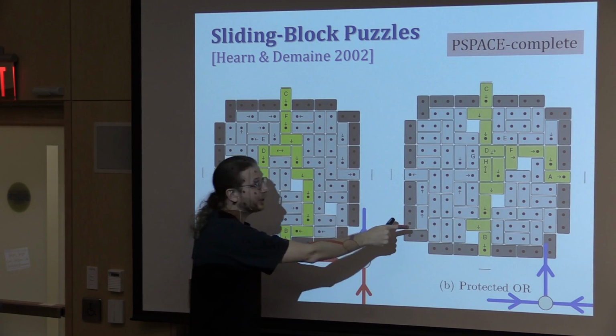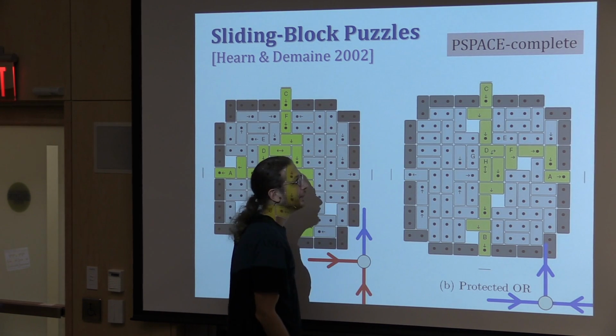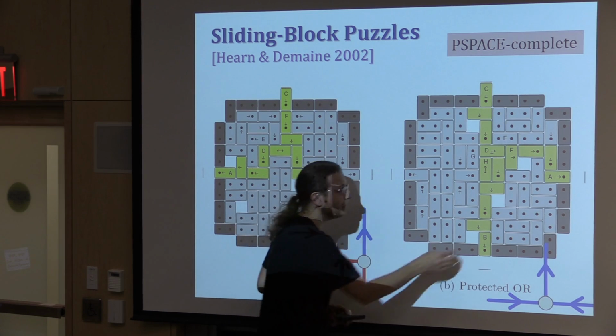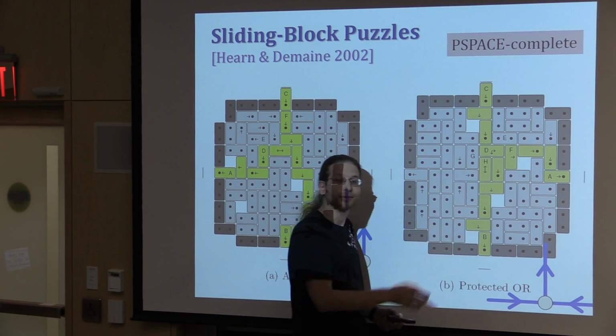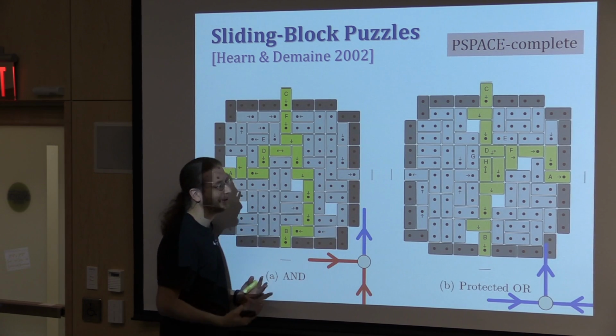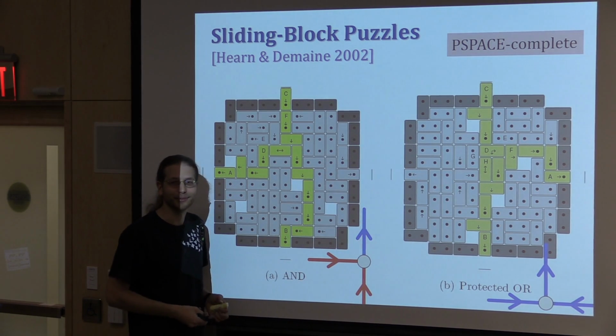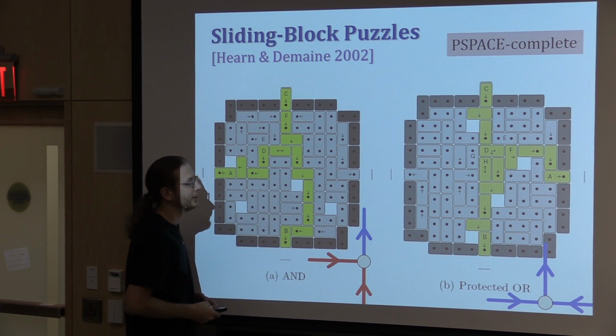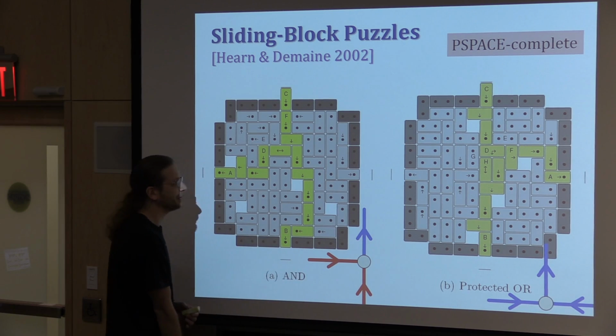Now this is a protected OR, it turns out. It's not going to be obvious from the picture, but if both of these move out, the whole gadget can fall apart. So this is the genesis of protected ORs. But I won't go into the details here.